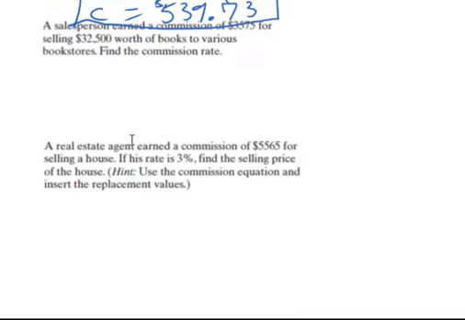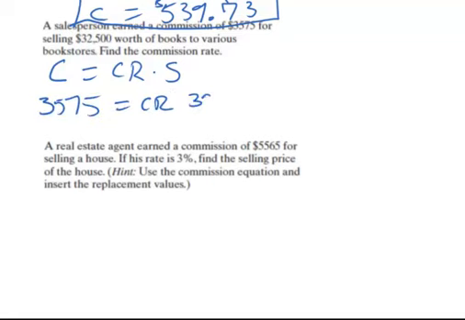So the next one here says a salesperson earned a commission of $35.75 for selling $32,500 worth of books. Find the commission rate. All right, I'm still going to use my same formula, but I don't know the commission rate. We know the commission is $35.75. We don't know the commission rate. We do know that they sold $32,500 worth of books. This is being multiplied, so we want to do the opposite, which is to divide.